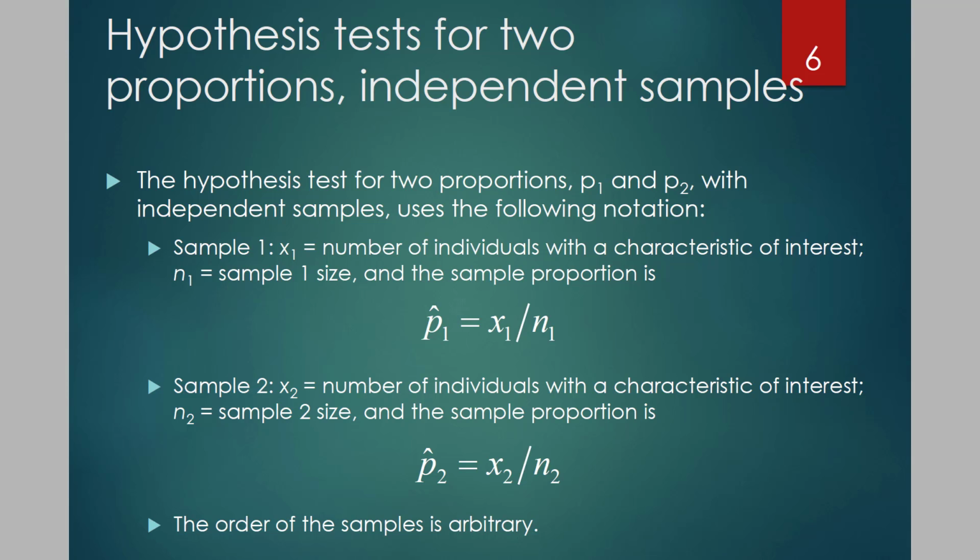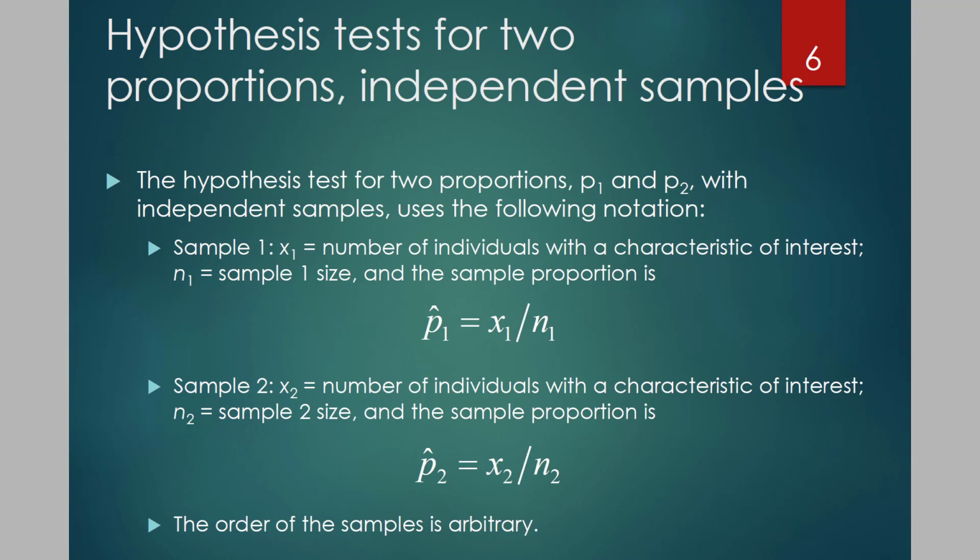Now, you probably remember from previous chapter that when you have a P with a little chevron above it like that, we read that as P hat. And so if I was reading this slide to you here over the telephone, I would read that as P sub 1 hat is equal to X sub 1 over N sub 1. And P sub 2 hat is equal to X sub 2 over N sub 2. So what is P sub 1 hat? Well, that's the sample proportion from sample 1. And X sub 1 is the number of individuals in that sample with some characteristic of interest. And N sub 1 is the size of that sample.